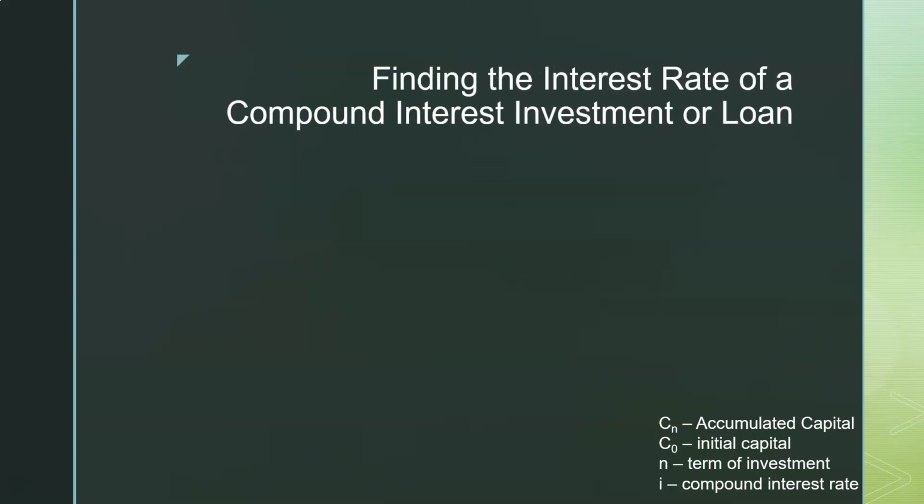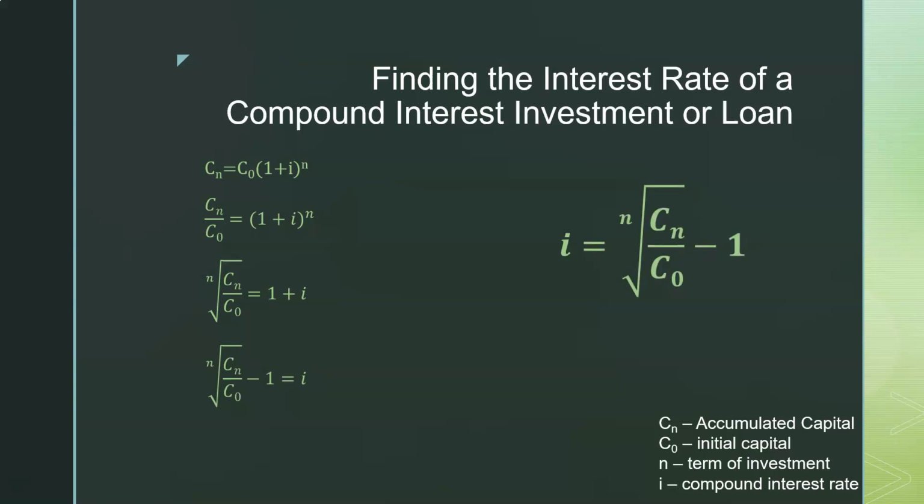We can similarly find the interest rate of the compound interest investment or loan. Again, we'll start with the very first equation, this time from the accumulated capital, and reorganize it. This time we're going to work to isolate the i from the equation. In order to do that, we have to find the nth root of Cn divided by Co, and then subtract the 1. So ultimately we end up with an equation that says i is equal to the nth root of the accumulated capital divided by the initial capital, minus 1, where n is the term of investment.